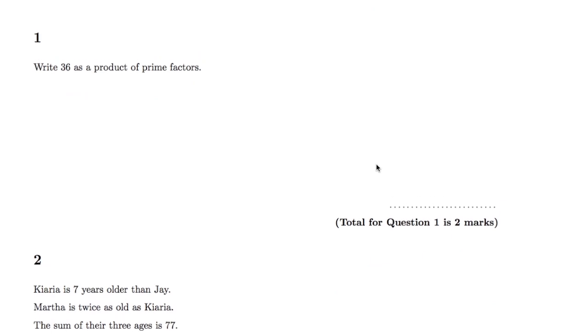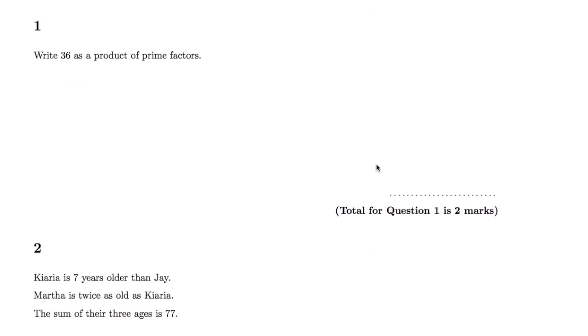Okay, question 1. Question 1 is a prime factors question, and this should be bread and butter for students sitting this exam. So it says write 36 as a product of prime factors, and it's out of 2 marks, so you probably need some method to show your working and also the answer.